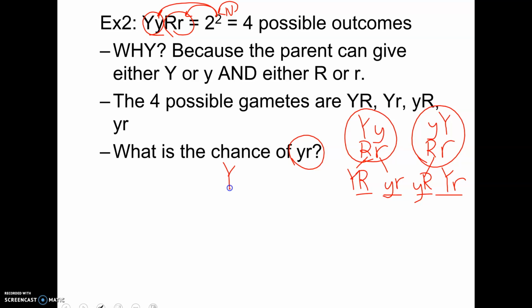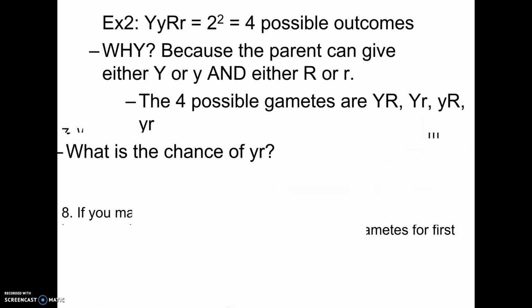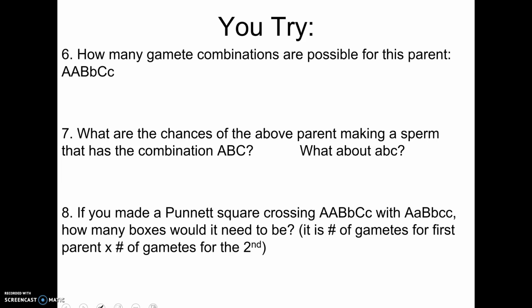Then you would do this. Okay, the chance of giving little y, 1/2. The chance of giving little r from this parent, 1/2. So the chance of making a sperm or egg that has this particular combination would be 1/4. Okay. So let's try these 3 practice problems.